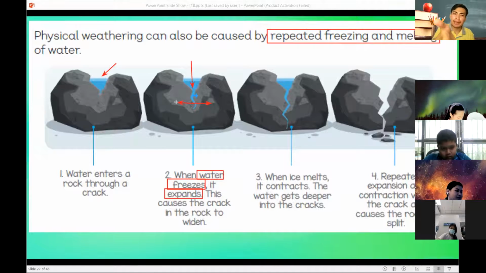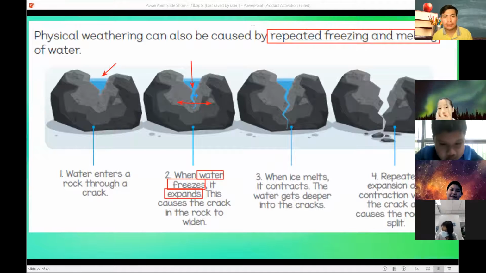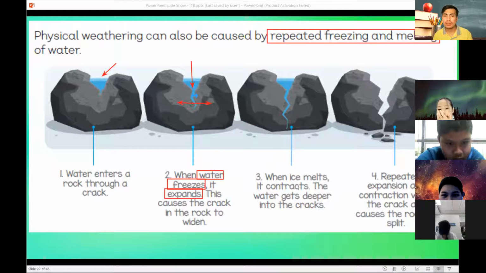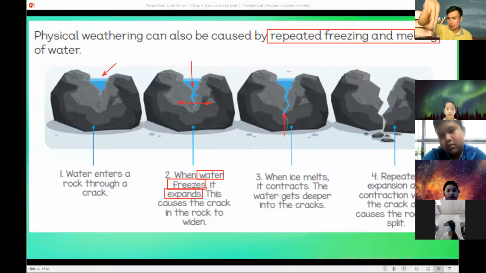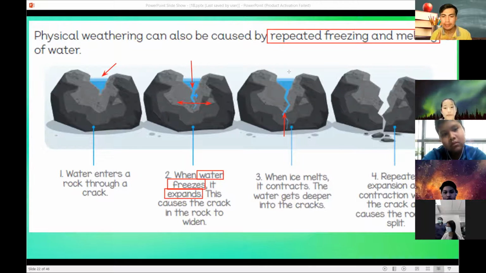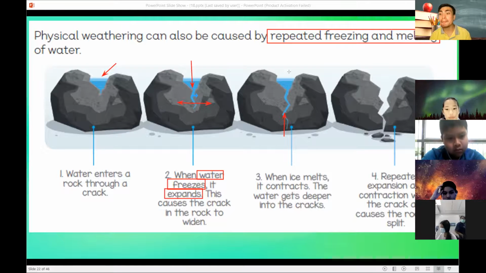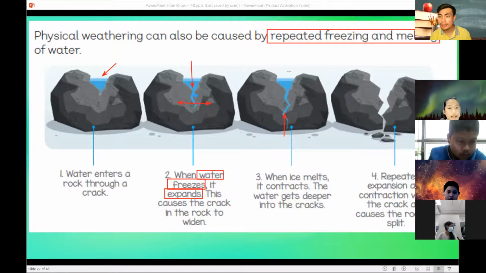Okay. Now this one is ice, right? When the water freezes. Now what happened here in number 3? When the ice melts. You understand melts, right? Now when the ice melts, it contracts. So what happens when it contracts? The water gets deeper into the crack. So as you can see here, the water will seep or go down the crack. And what will happen to that water again? Look at number 2. The water will become ice again, right?